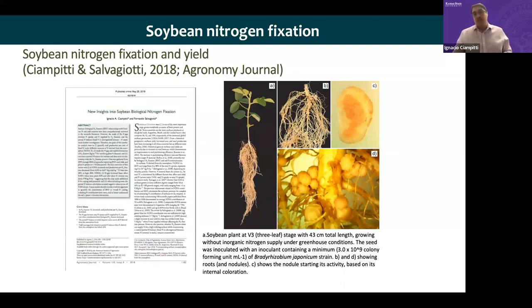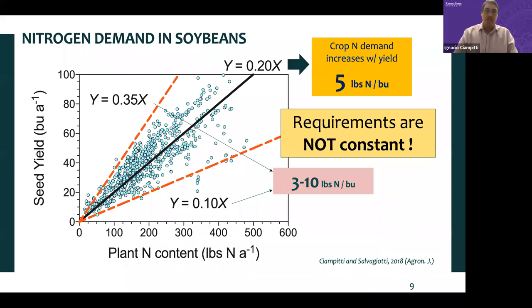So one of the first studies that we conducted was trying to understand fixation and how much is coming from fixation. So here I'm showing just a simple relationship between soybean yields and the total amount of nitrogen that is within the plant at the end of the season. So imagine that you are going to the field before harvest and you look at the entire plant.